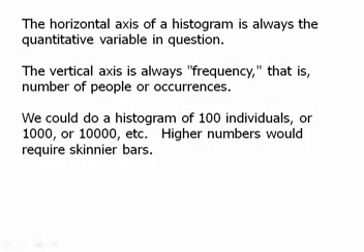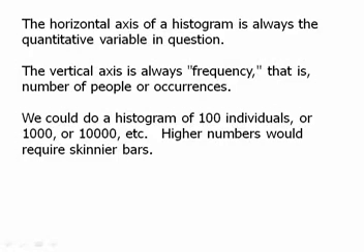We could do a histogram for 100 individuals or 1,000 or 10,000, and of course, the higher the number, the much easier the histogram is than dealing with the list of numbers. If we had 10,000 numbers, that would be a short book. Rather than flipping through all those numbers, we could just look at a single histogram and right away tell the high points and the low points. And of course, when we make the numbers higher, we'd have to make the bars skinnier.